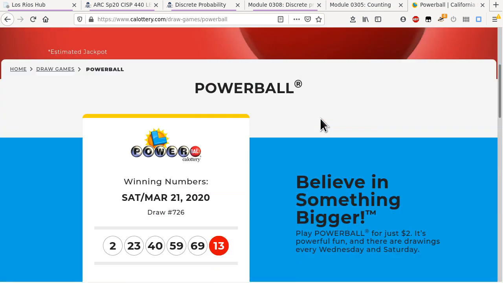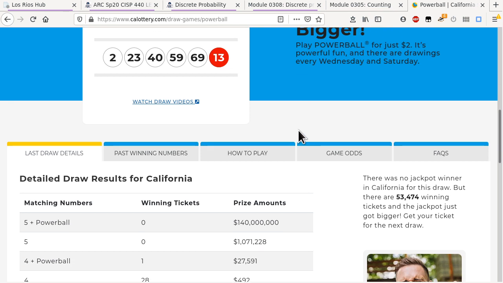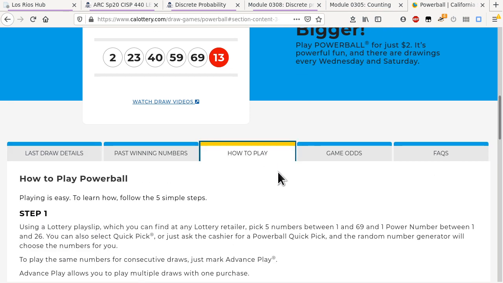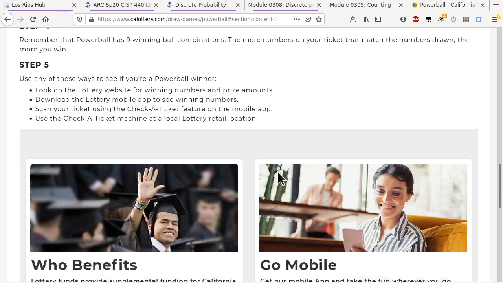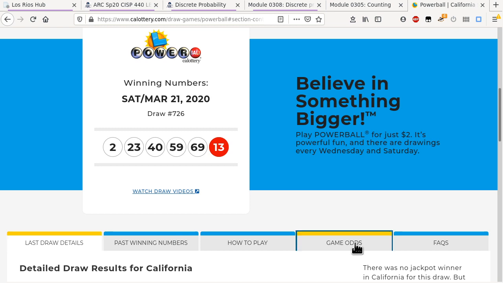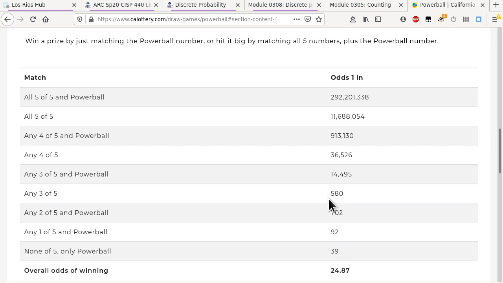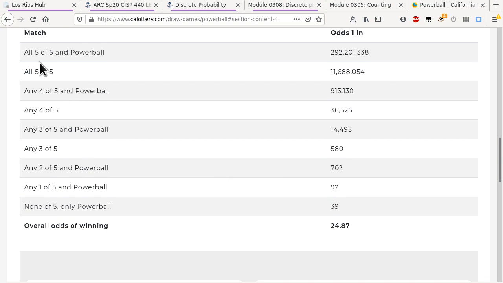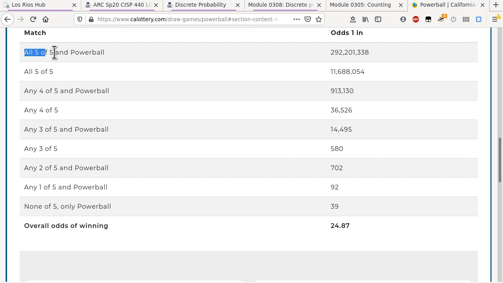So what we want to do is to take a look at how to play, and let's see, maybe it's not specified here. Okay, the prices are not specified here. Game odds actually will show you some of the different ways of winning and also the odds. As you can see here, the way to win a Powerball lottery is to have 5 of the first 5 numbers matching and also the Powerball matching. That is called the jackpot, and the chances of winning that is 1 in 292 million and something.